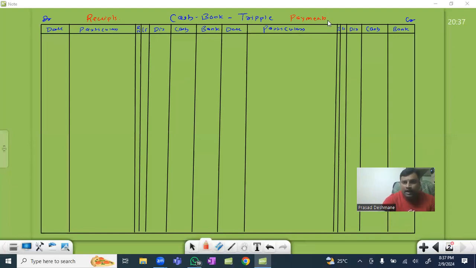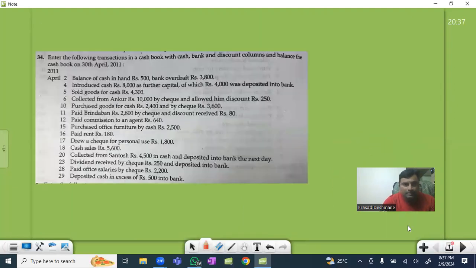Now I took one sum to solve. This is the sum: enter the following transactions in the cash book with cash, bank, and discount columns. Means a 3-column cash book. They're asking for the cash column, bank column, and discount column. That's why we made the 3-column cash book. As I just mentioned, on the debit side we have 7 columns and on the credit side we have 7 columns.